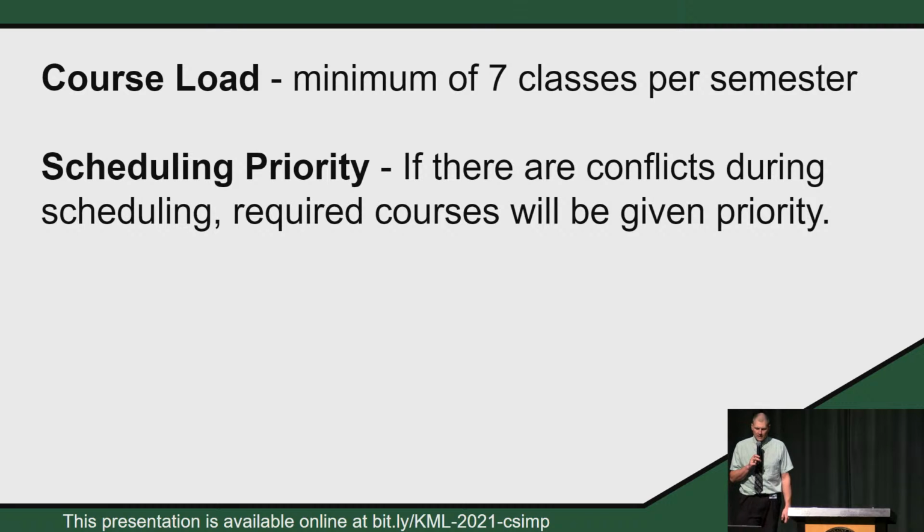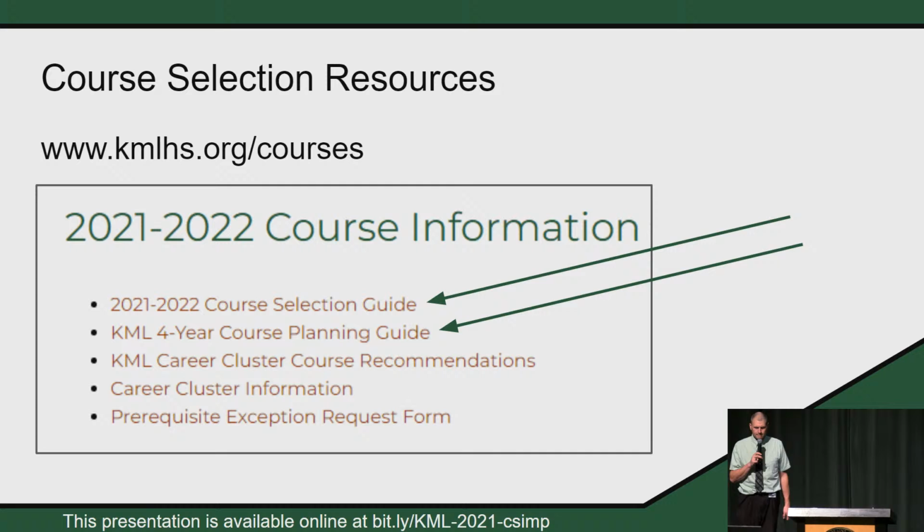Scheduling priority. If there are conflicts during the scheduling process, required courses will always be given priority. I mention that especially for juniors and seniors, or students who will be juniors and seniors, if they're looking at taking an elective course that we don't have very many students in, it's possible that they may get bumped out of that class due to their schedule. And so they may want to think about what are some alternatives as they work on selecting courses.